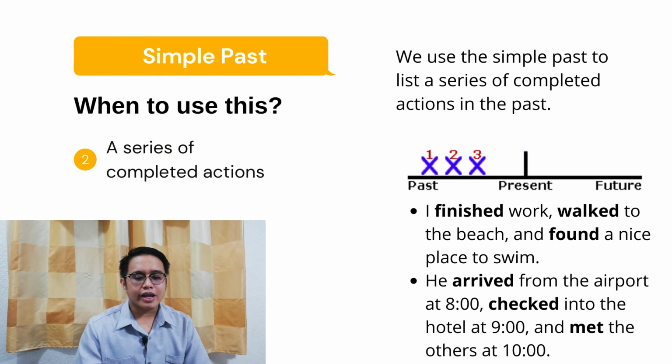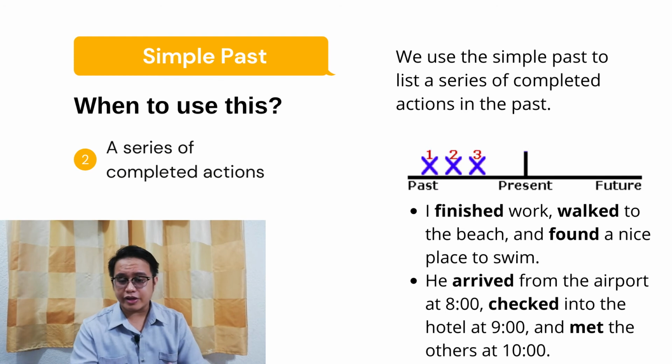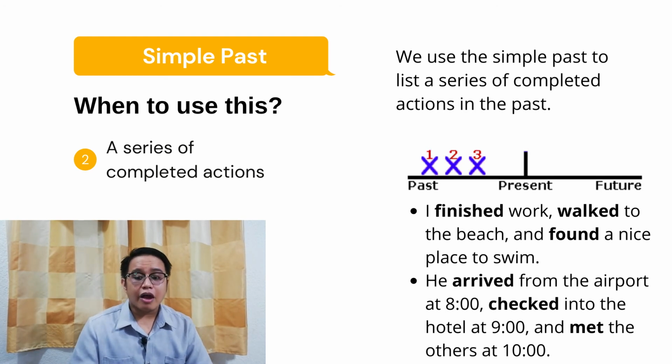Now let's go to our next use. How can we use simple past number 2? When there is a series of completed events. Let's say for example here, I finished work, walked to the beach, and found a nice place to swim. All of those are in the past tense. Diba? So, tulo ka actions, mauna ang mga previous actions, and all those actions happened in the past. Okay? Another example here, he arrived from the airport at 3, checked into the hotel at 9, and met the others at 10. So, puros na siya past tense.